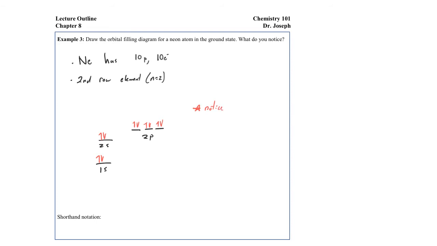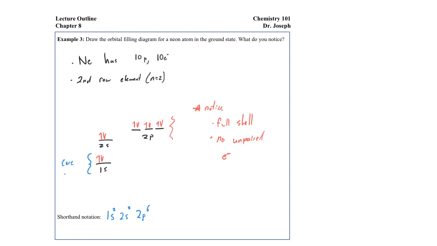Notice here that it's completely full, right? There are no empty spaces available, so we couldn't put any electrons in, and all of the electrons are paired up. So they all have pairs. We're going to keep that in mind as we move forward. Let's write out the shorthand notation for this. It's 1s2, 2s2, and 2p6.